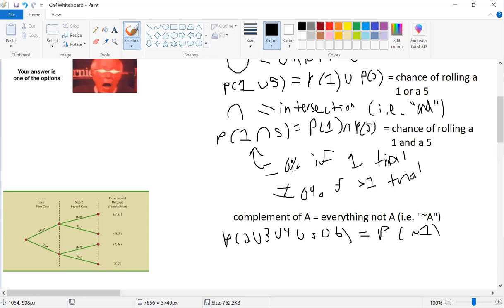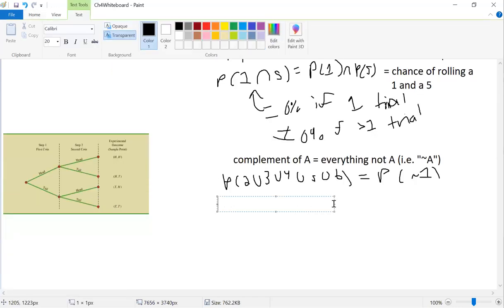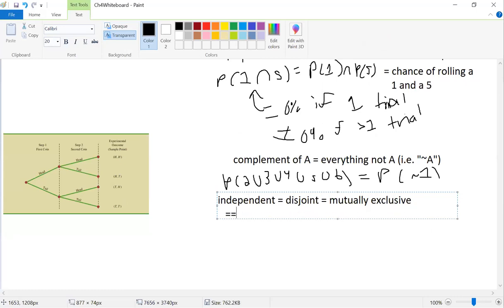Now here's a question. Obviously we can tell rolling a one is completely independent from rolling a five. You can't roll a one and a five at the same time. Now here, there's a lot of different words you can call this. I will give you just about all the ones that I have seen in the textbook and online. So independent is the same thing as saying disjoint, which is the same thing as saying mutually exclusive. And this is an event happening, or one event happening, has no bearing on the odds of another event happening.